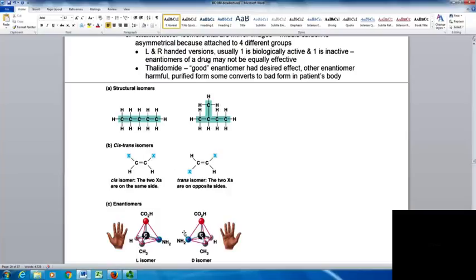So our classic example of learning about this in the drug industry was the drug thalidomide. So the good enantiomer had the desired effect. The other enantiomer had a harmful effect. So this drug was used for morning sickness and given to pregnant women. The good enantiomer helped with the morning sickness. The bad enantiomer was converted in the patient's body, and it was actually a very strong teratogen. Teratogens cause birth defects. So we were giving these to pregnant women, knowing they were pregnant, and it would cause them to have birth defects.